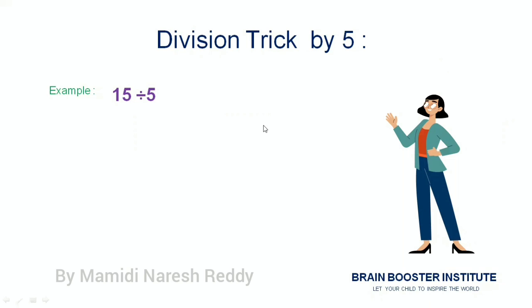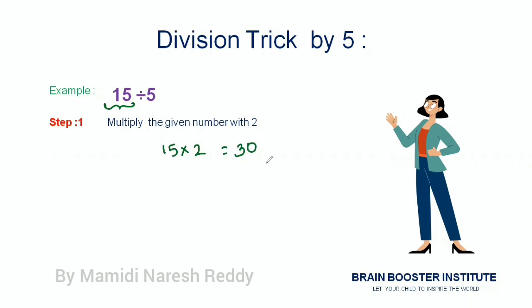Now, let's see. The step 1, multiply the given number with the 2. What is the given number, my friends? That is 15. So these 15, please multiply with 2, my dear friends. Thus, we get here 30. I hope you understood the step 1. That's the given number, just multiply with 2 here. Next, see, almost the 50% problem is completed. And we are going to get the result in the step 2, children.